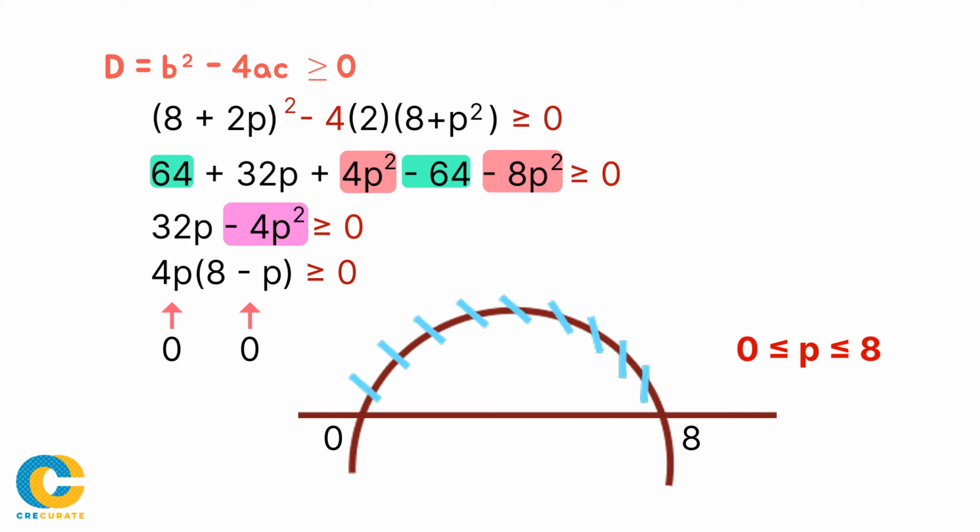Thus, our range of values of p is from 0 to 8 inclusive, or we can say that p is between 0 and 8 inclusive.